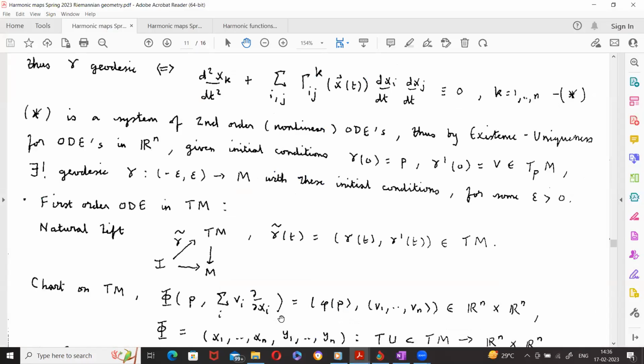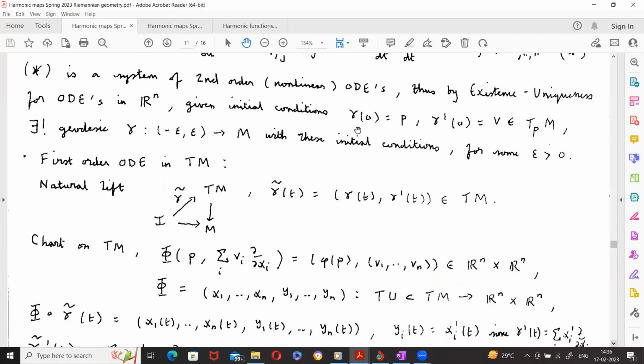Okay, so now this is a second order ODE on the manifold M. But you know how to convert second order ODEs to first order ODEs. And when we do that, what will happen is that this will become a first order ODE in the tangent bundle TM. So let's see how to do that.